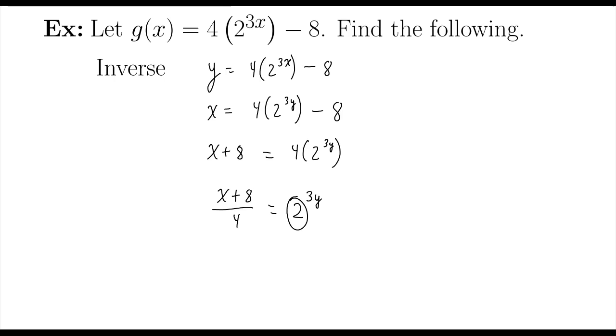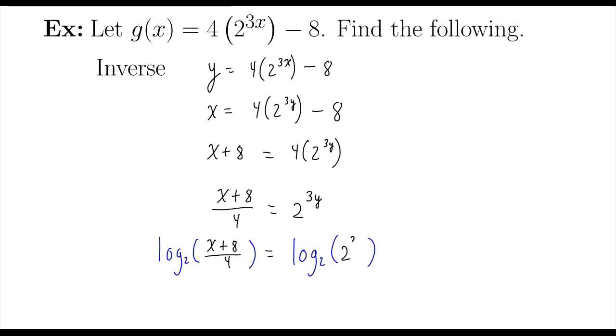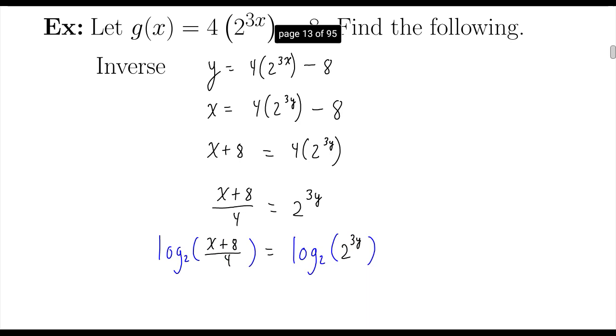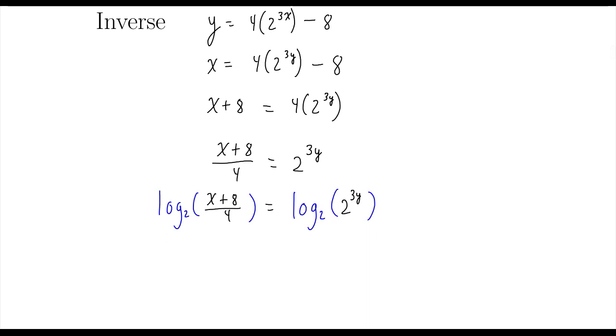Since it's the base of an exponential term, I need to use a logarithm on both sides with the same base. Okay, so log base 2 of x plus 8 over 4, and log base 2 of 2 to the 3y power. Okay, we're going to have to simplify this as we go, but on the right side, log base 2 cancels out with the base 2 of the exponential term to leave me with 3y.